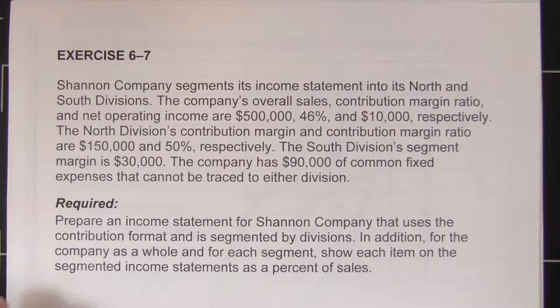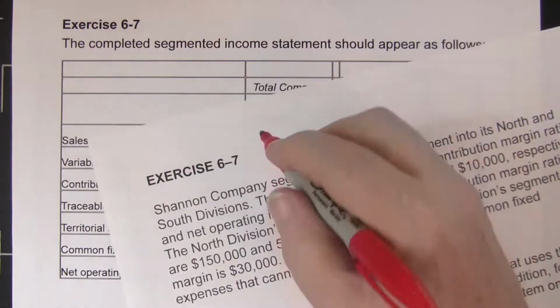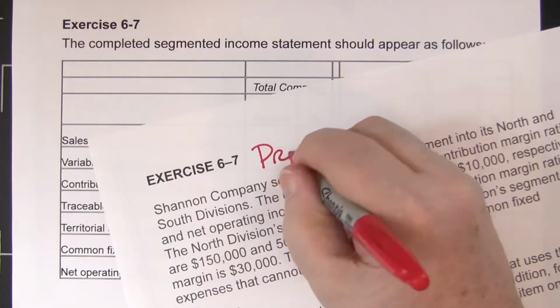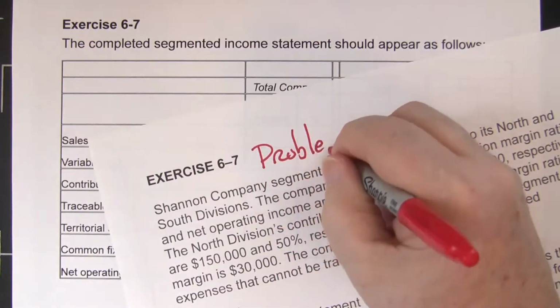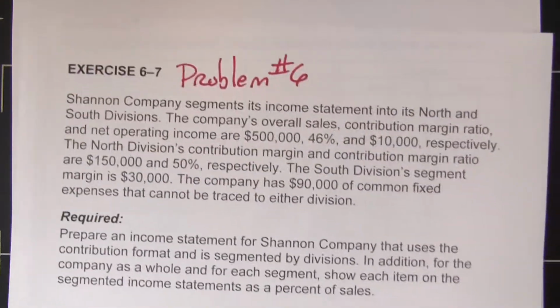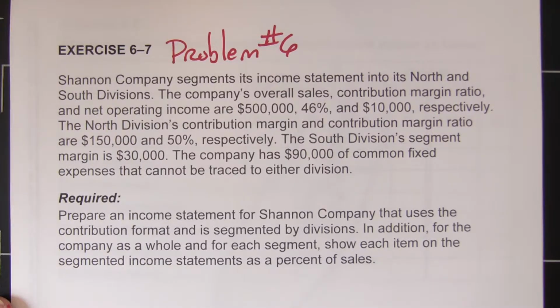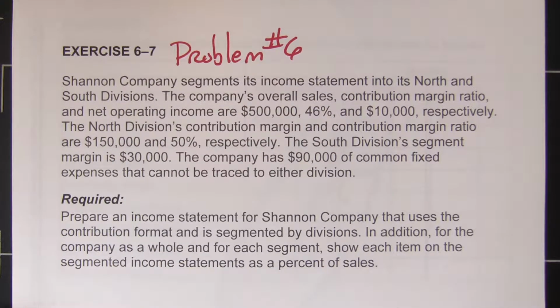Exercise 6-7 in your text, Connect will have labeled this problem 6. It asks us to prepare a contribution margin income statement by division. And it gives us some information, and we need to get this information and use it carefully.